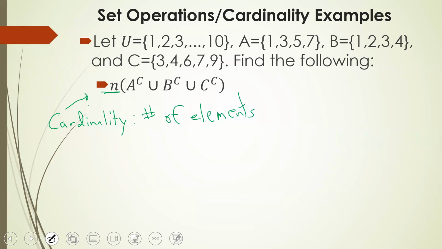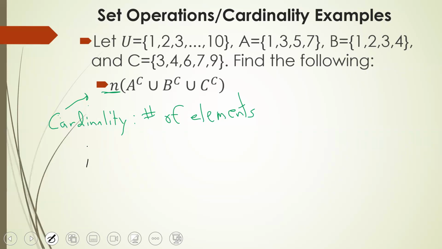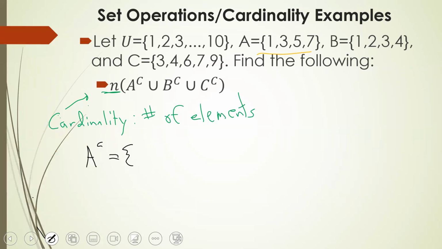So at the end here, our answer will just be a single number. To do this, we want to approach it similar to the way we approached the first one. I want to figure out what each of these sets individually is comprised of. So A complement, again, everything in the universal set that's not in the set A. Set A contains the elements 1, 3, 5, 7. So its complement will contain the elements 2, 4, 6, 8, 9, and 10.